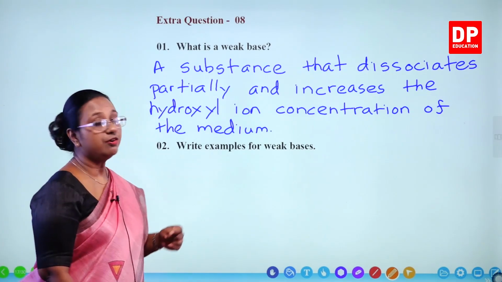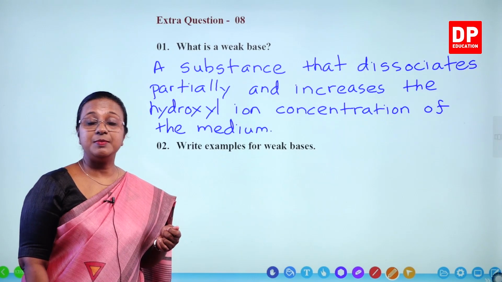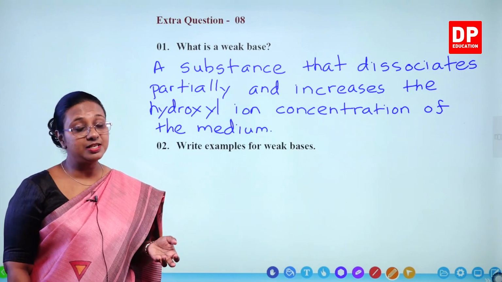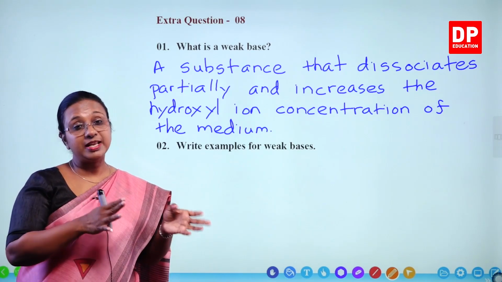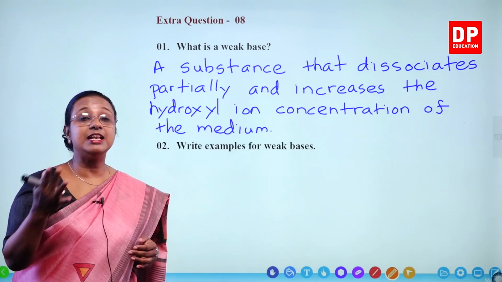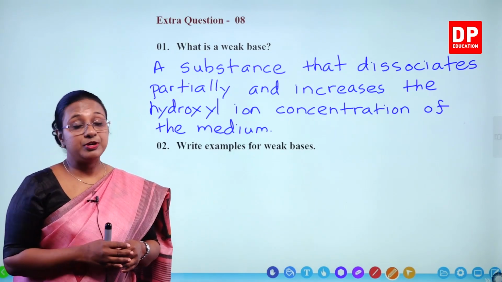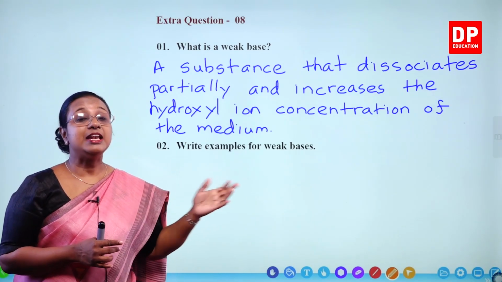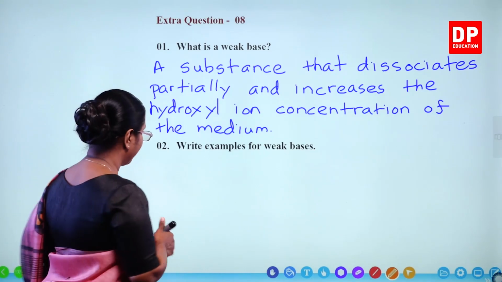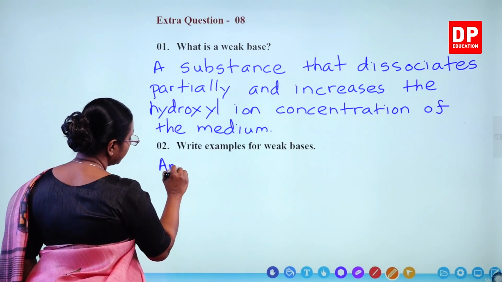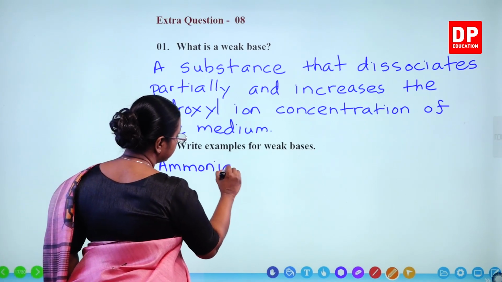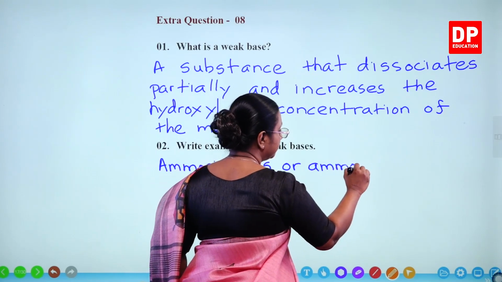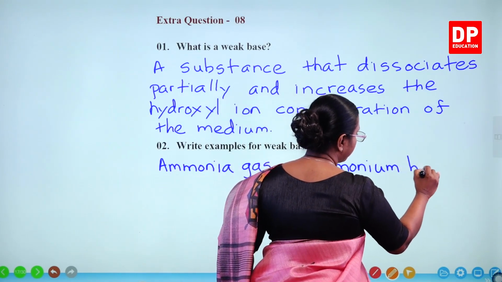Write examples for weak bases. You all know examples of weak bases. What are they? Ammonia gas or ammonium hydroxide solution. Both are the same compounds but in different forms. Ammonia is in the gaseous state. When it dissolves, it forms the ammonium hydroxide solution. So that is actually one example, and you can also write magnesium hydroxide. So here I will say ammonia gas or ammonium hydroxide.